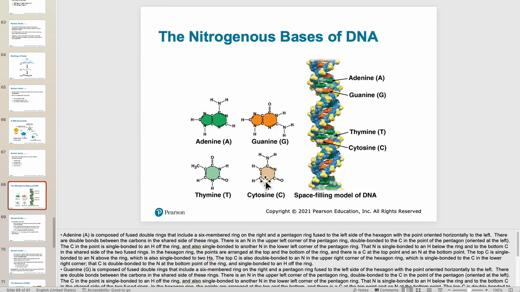Whereas guanine and cytosine, we'll see later, has three different bonds. And I'll show you a picture of that later. Okay, next slide.